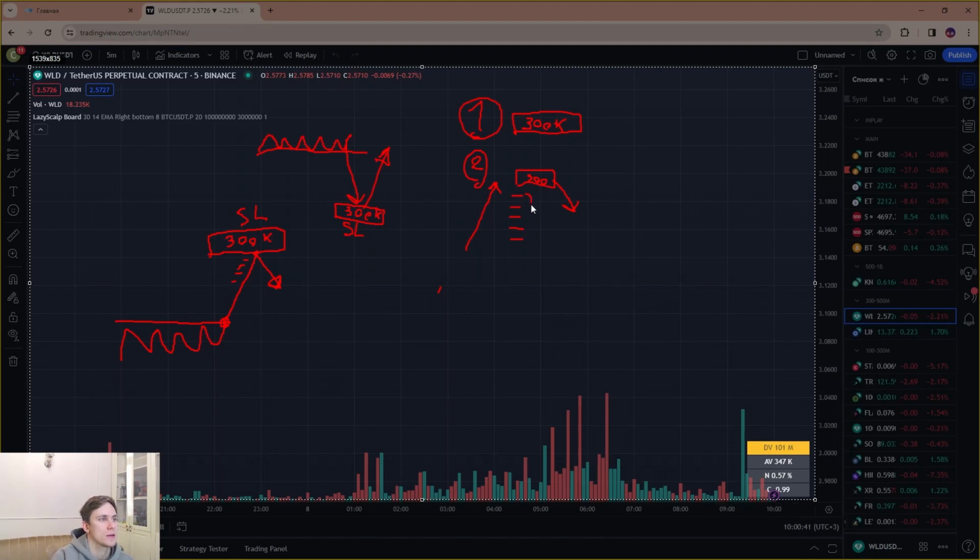So this distance should be no more than 0.5% from this limit order. Using the ruler, you can measure it.